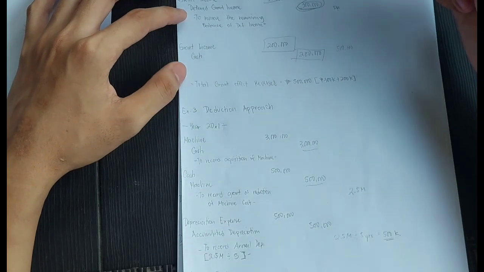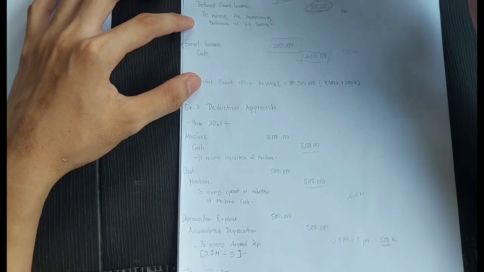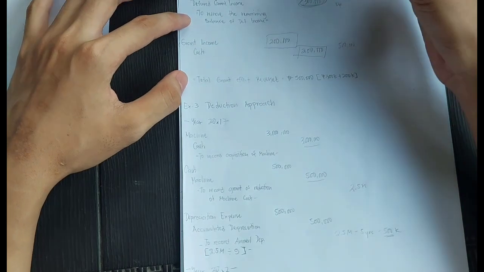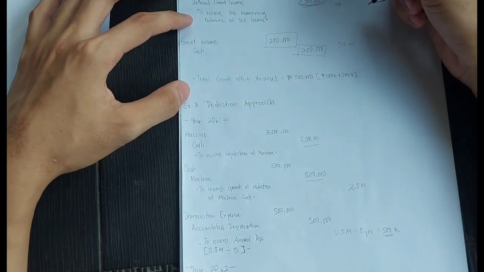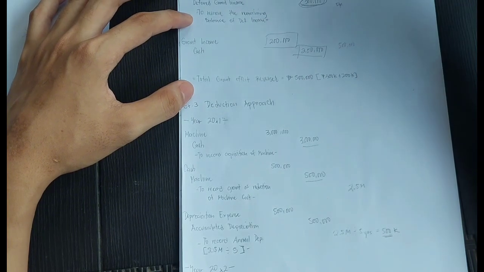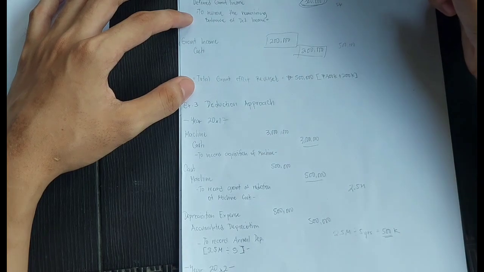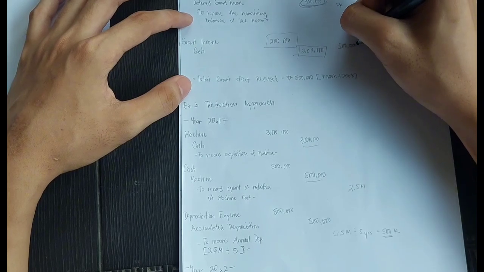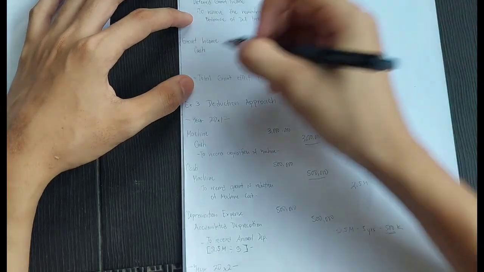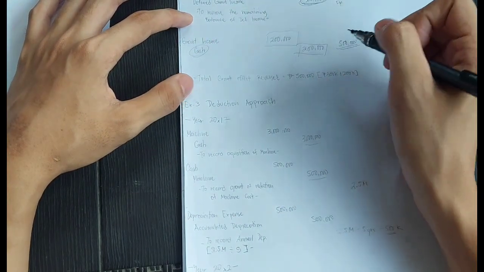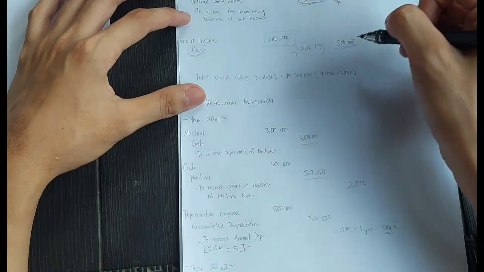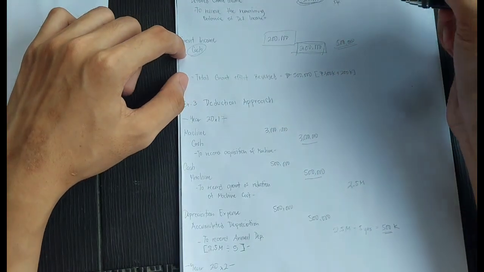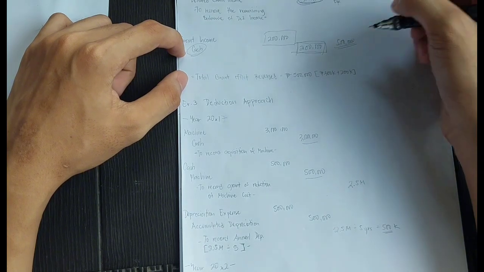And the last entry is the grant income and the cash. The 200,000, we get this from deducting the 300,000 balance from the 500,000 government grant that we received. So we credited cash since we already used the 200,000 worth of cash from the government grant.